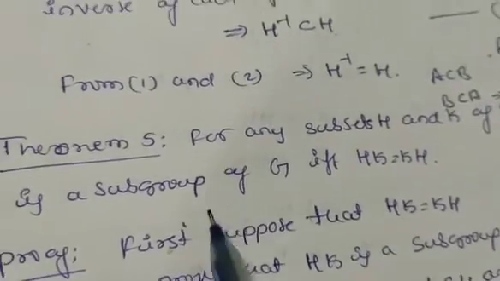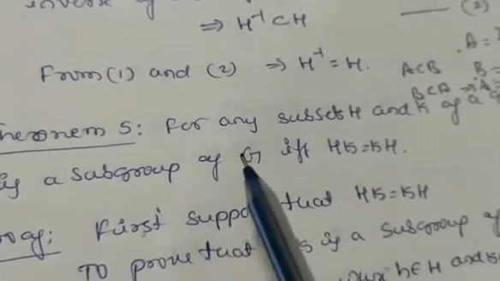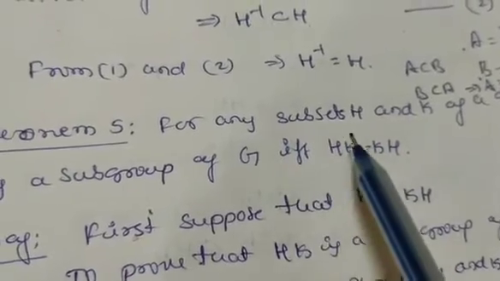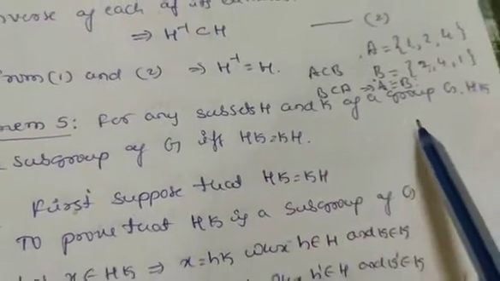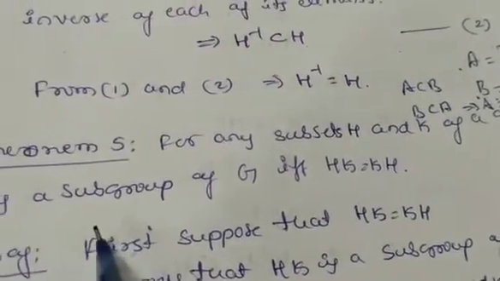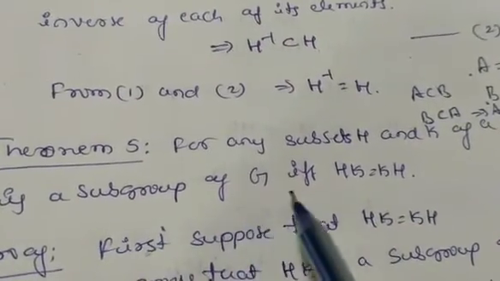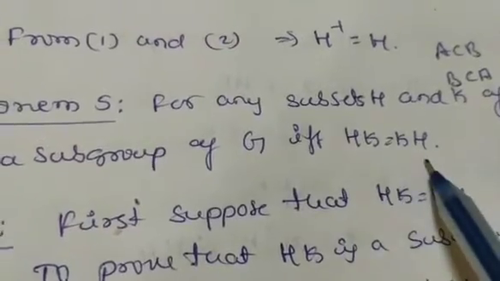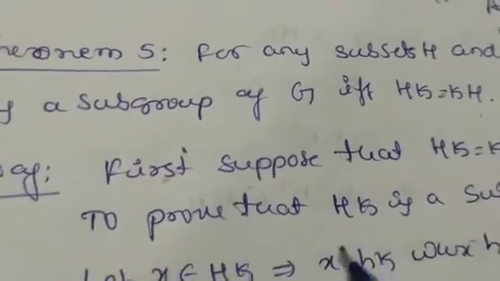Let us take one more theorem. For any subsets H and K of a group G, HK is also a subgroup of G if and only if HK is equal to KH.